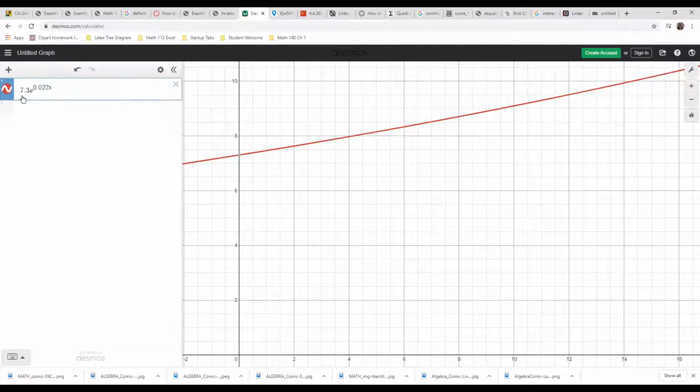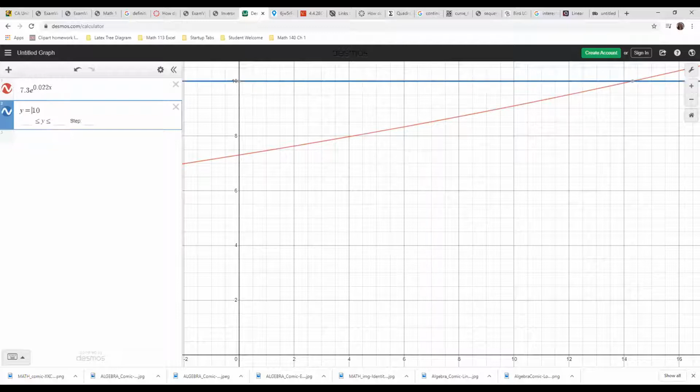Okay, so here I've already graphed 7.3 e^(0.022x). What we want to do is find out when that's equal to 10. So we're looking for a y value of 10. If I plot y = 10 on here, all right, there's y = 10. I'm looking for where this exponential function is going to cross. And conveniently, this program puts a dot there for us. So we see that that happens at about 14.3 years. We'll write that down, and that's all we need to do.